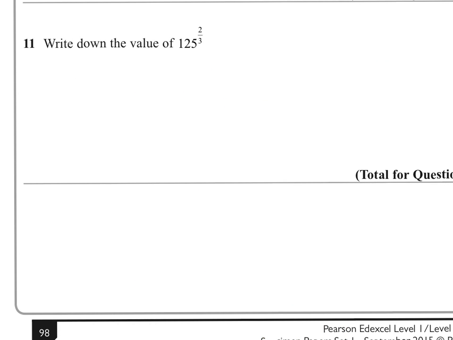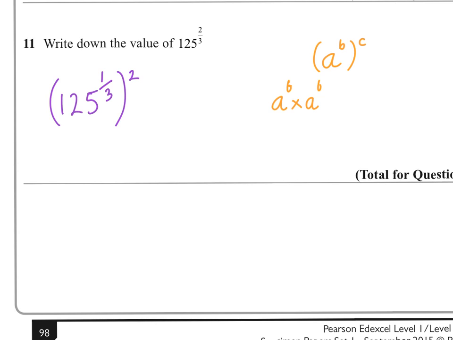Question 11. Write down the value of 125 to the power 2/3. Well, I would think of this like so. Now, you'd have to know the rules of indices, which I'm not going to teach the whole essence behind right now, but if I give you an idea that if you had a to the b, to the power c, that's the same as writing a to the b times by itself, times by itself, times by itself, and so on.